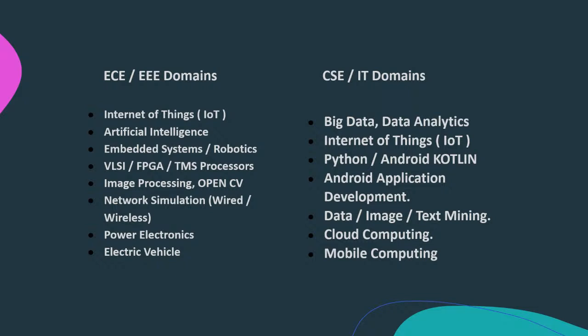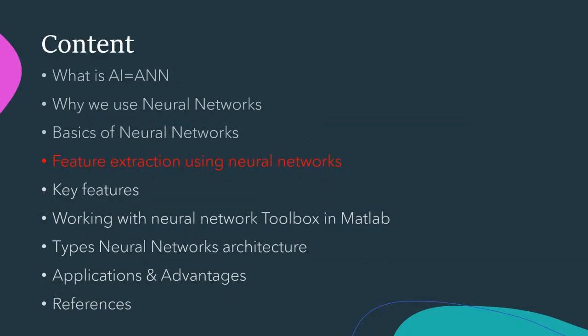So today our content is what is artificial intelligence. In this artificial intelligence, in MATLAB, we majorly prefer the artificial neural network. One of the most fascinating and advanced things is the artificial neural network. And why we are using neural networks in MATLAB, the basics of neural networks, feature extraction using neural networks, how to use these neural networks in MATLAB, what the key features are, working with the neural network toolbox in MATLAB, types of neural network architecture, and what the applications and advantages are, we will discuss in this 1 hour session.